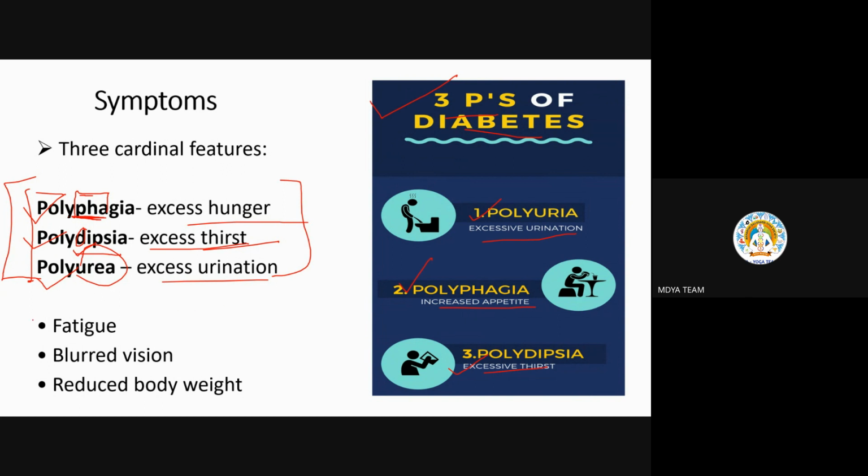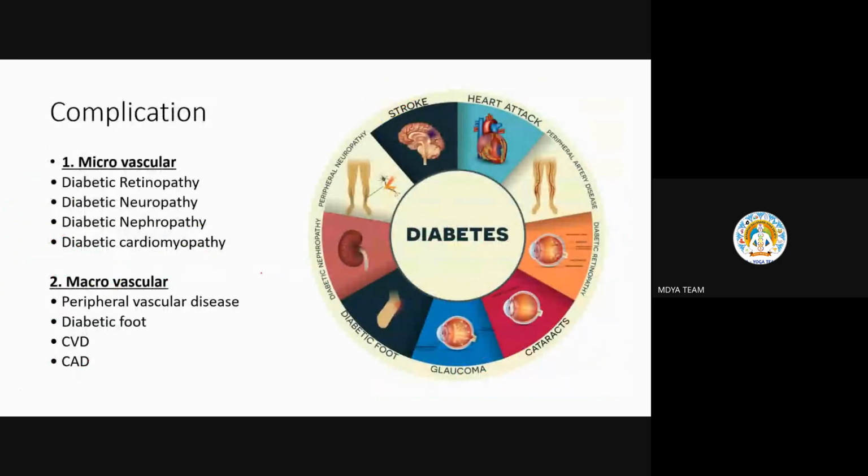Then there are other simple symptoms: fatigue, blurred vision. I will show you it comes in complications also, blurred vision, then reduced body weight. These are the main symptoms. Further, we'll go for complications. I'll make you understand what happens exactly.